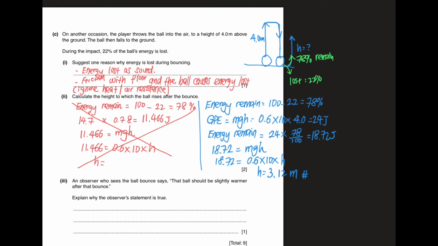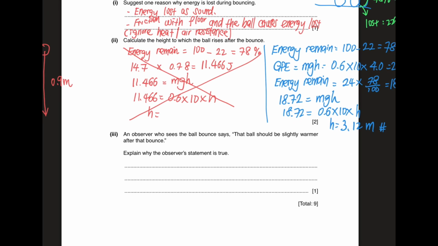Okay, so we look at part 3 then. An observer who sees the ball bounce says that the ball should be slightly warmer after the bounce. Explain why the observer's statement is true. Okay, so because of friction. Oh yeah, most people will think friction, but the mark scheme says ignore friction. That means if you write friction, you get nothing. They say ignore friction.